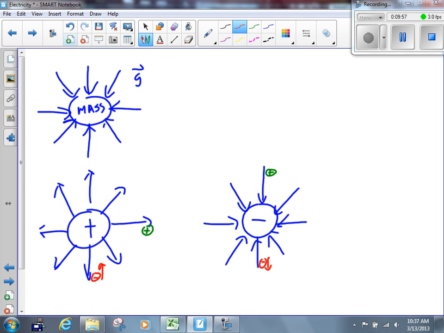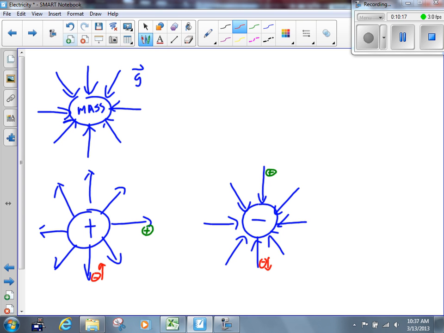Even if you don't have a diagram of the producer, if you have an electric field, a proton or any kind of positive will experience a force with the field. If you have an electron or any kind of negative, it will always experience a force opposite to the field or against the field. Make sense?